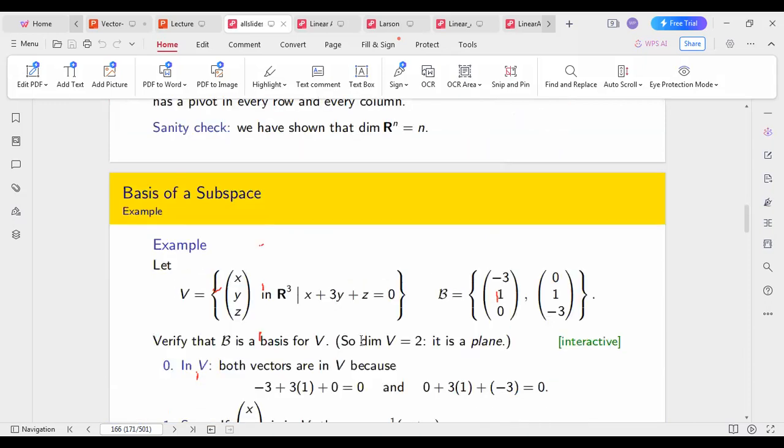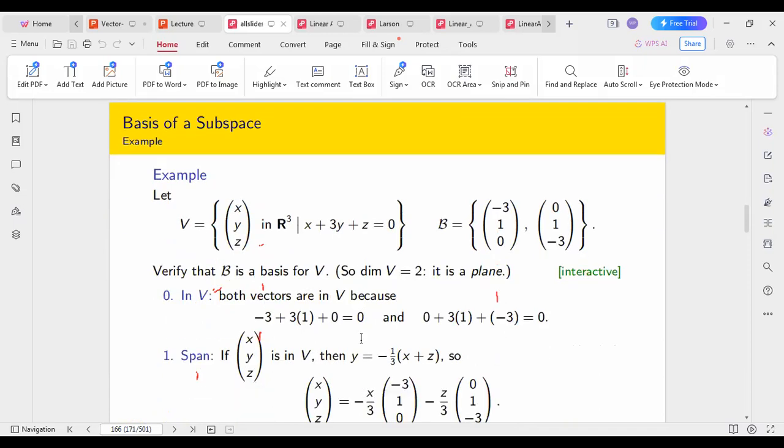Now, for example, basis of a subspace. For example, B equals (x,y,z) in R3 space where the plane x + 3y + z = 0, and B equals (-3,1,0) and (0,1,-3). Verify that B is a basis for B. So dimension of B equals what? It will be 2, because two vectors. It is a plane.